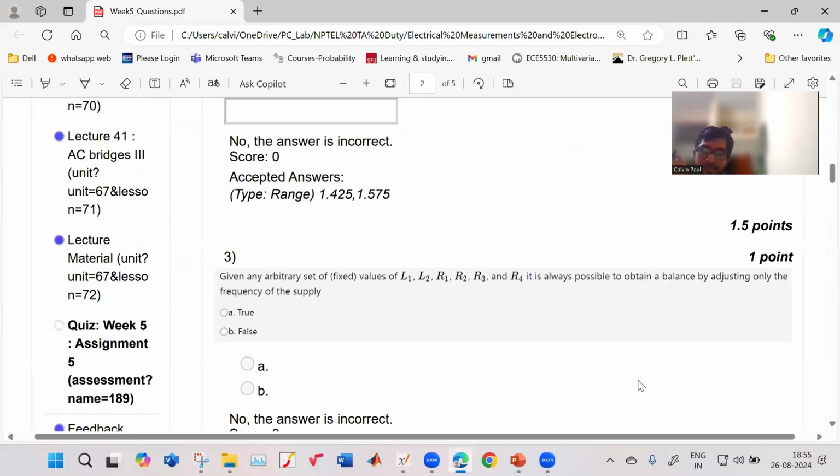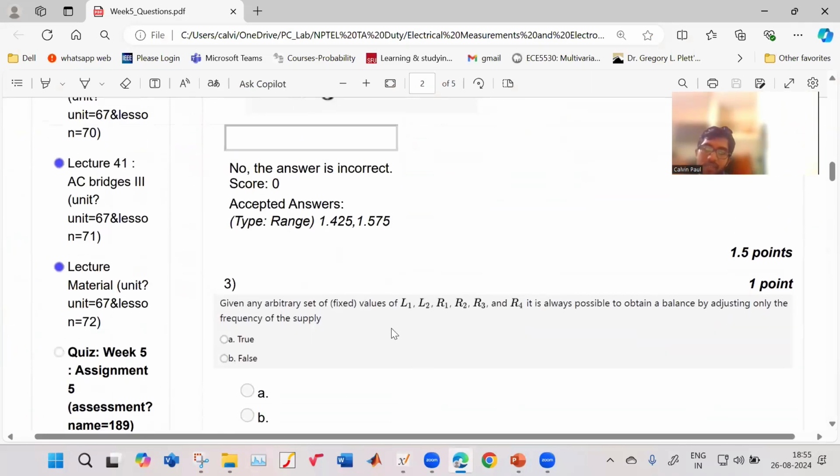Someone asked: given any arbitrary set of fixed values of L1, L2, R1, R2, R3, and R4, it is always possible to obtain a balance by adjusting only the frequency of the supply. Is this true or false? It will be false, but what is the logic? False, but why?